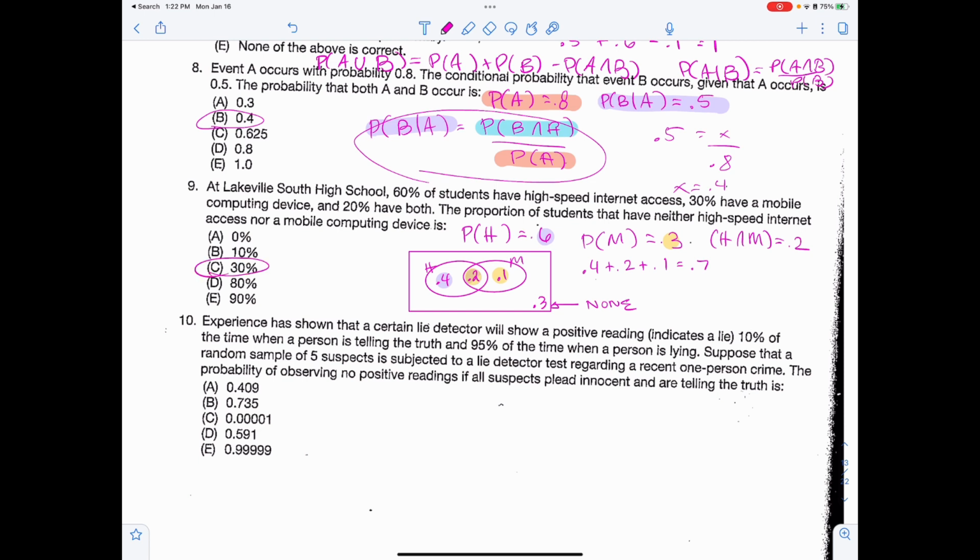Another way, of course, you could have done this: the probability of H. You could have just used the formula that is on the formula chart. Probability of H or M is going to be probability of H plus probability of M minus the probability of H and M. That's just on your formula chart, and you would have said, okay, this is equal to 0.6 plus 0.3 minus 0.2, and that's going to get you to 0.7, and that's occurring one time or another time, and then 1 minus that is obviously going to get my none.